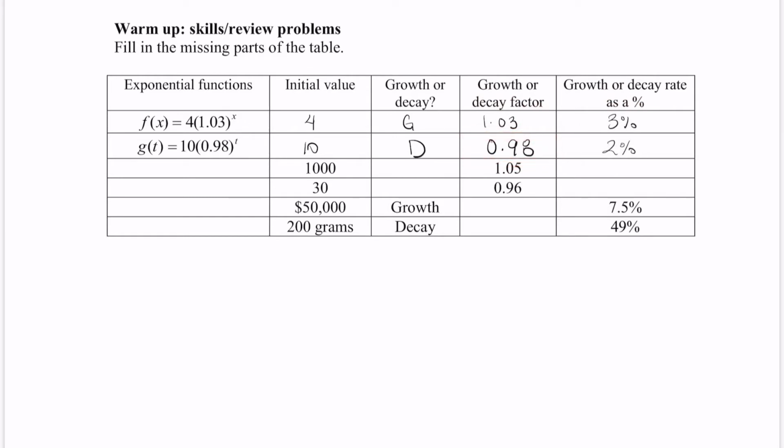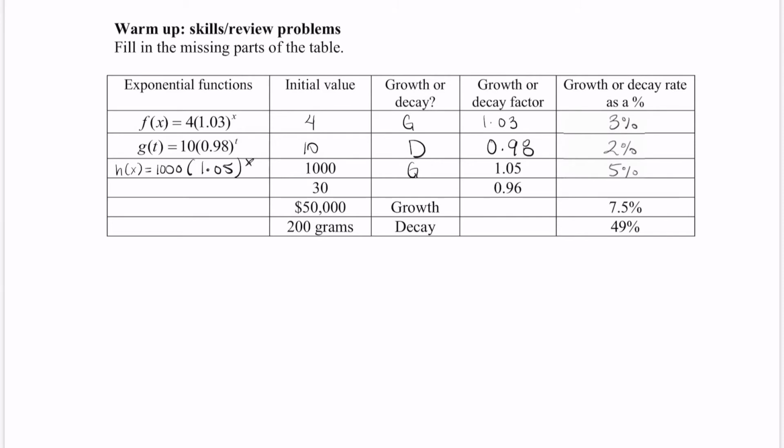All right, row 3, and row 3 doesn't give us very much. In fact, we are not even given a function. I'm going to start by just calling it, say, h of x. I know its initial value here is 1,000, so I can write 1,000. I know I'm going to have an exponential function, so I'm going to leave an open parenthesis. And then here I'm given a really big clue: the growth or decay factor is 1.05. And finally, I need my exponent to the x power. Now this is definitely growth since 1.05 is larger than 1, and the growth or decay rate as a percentage is 5%.